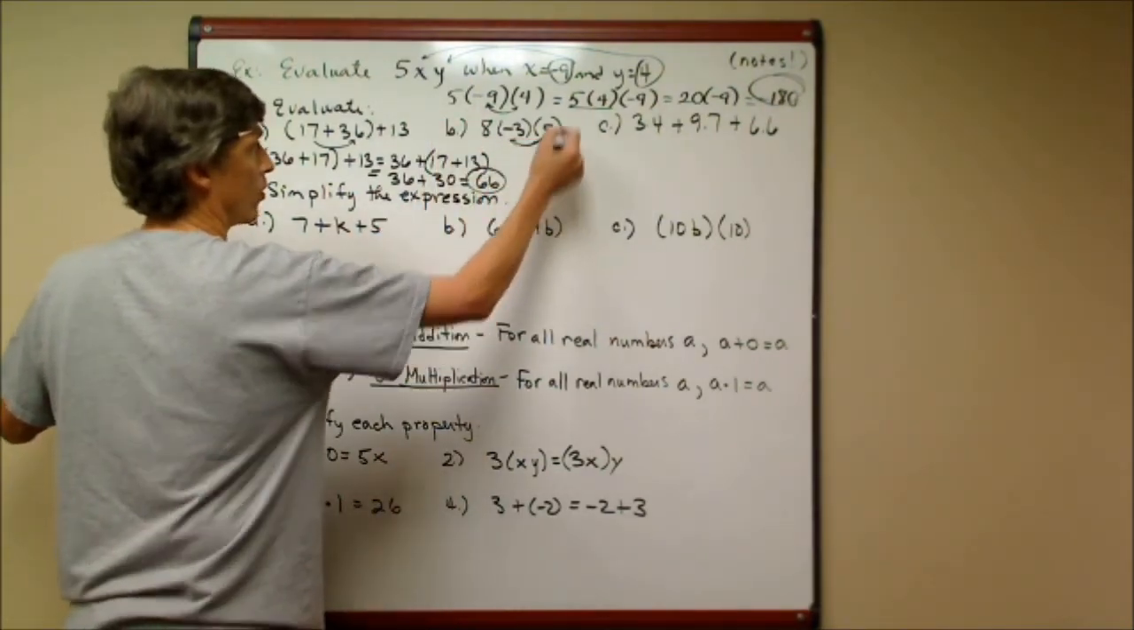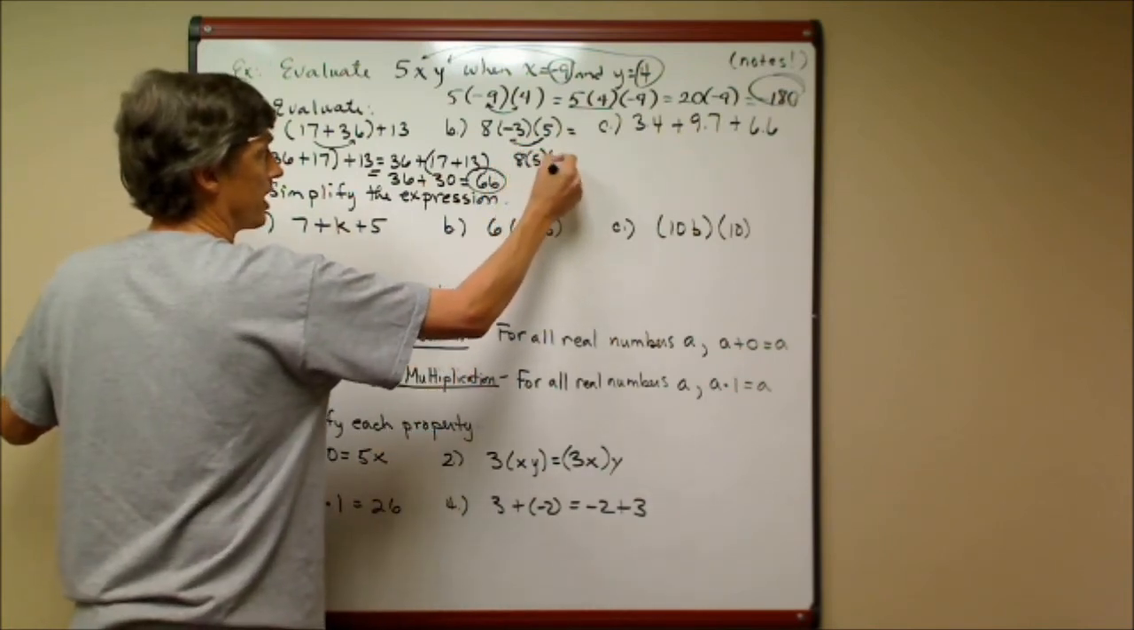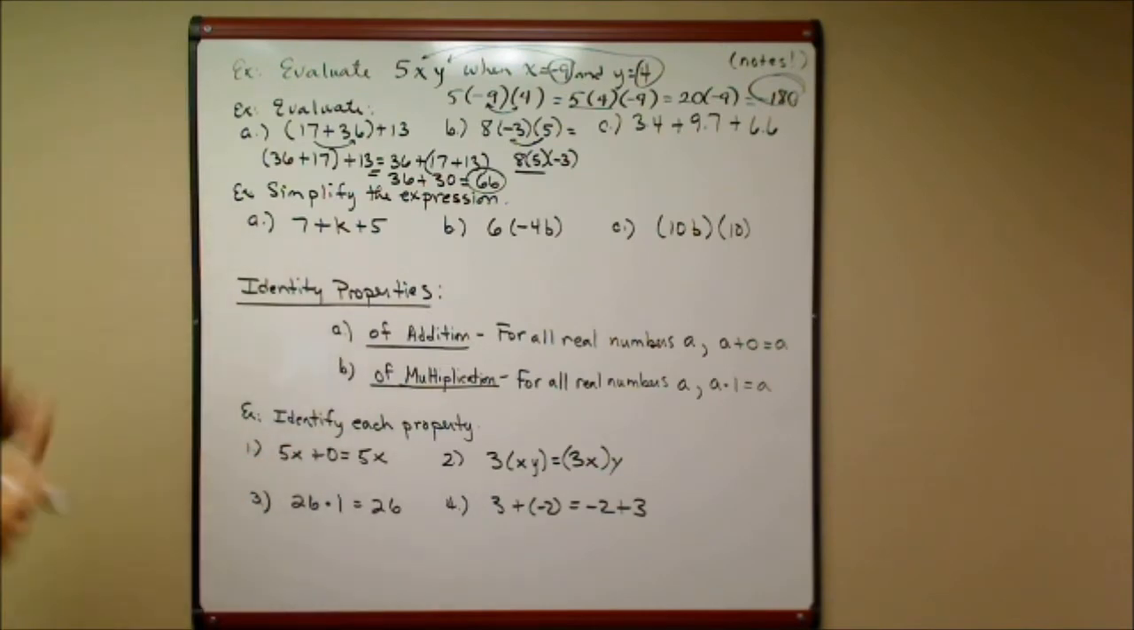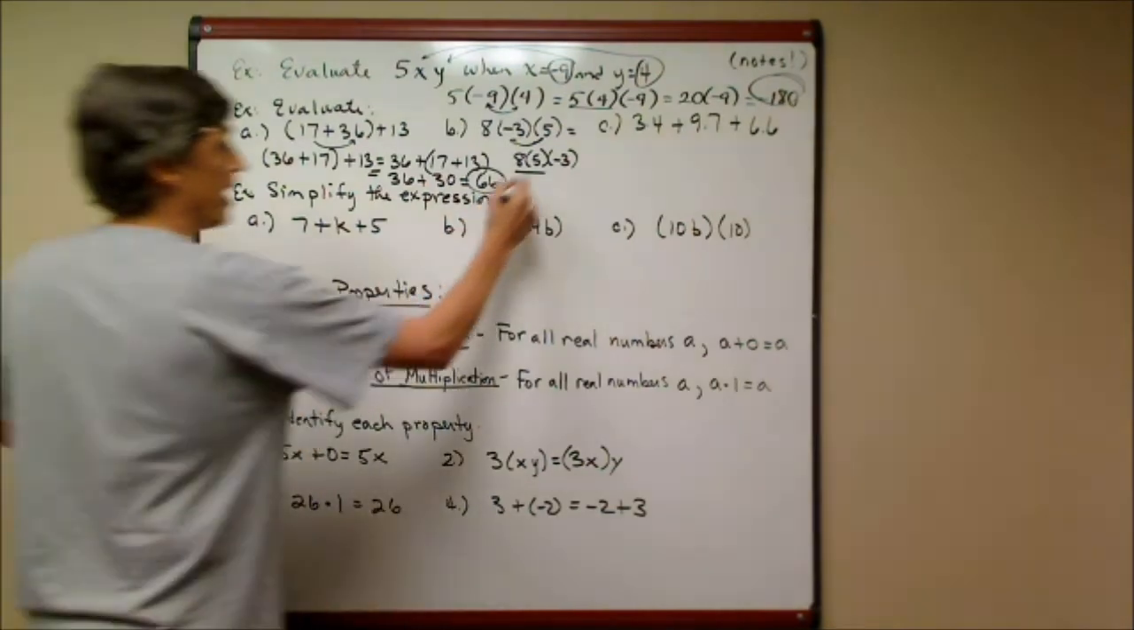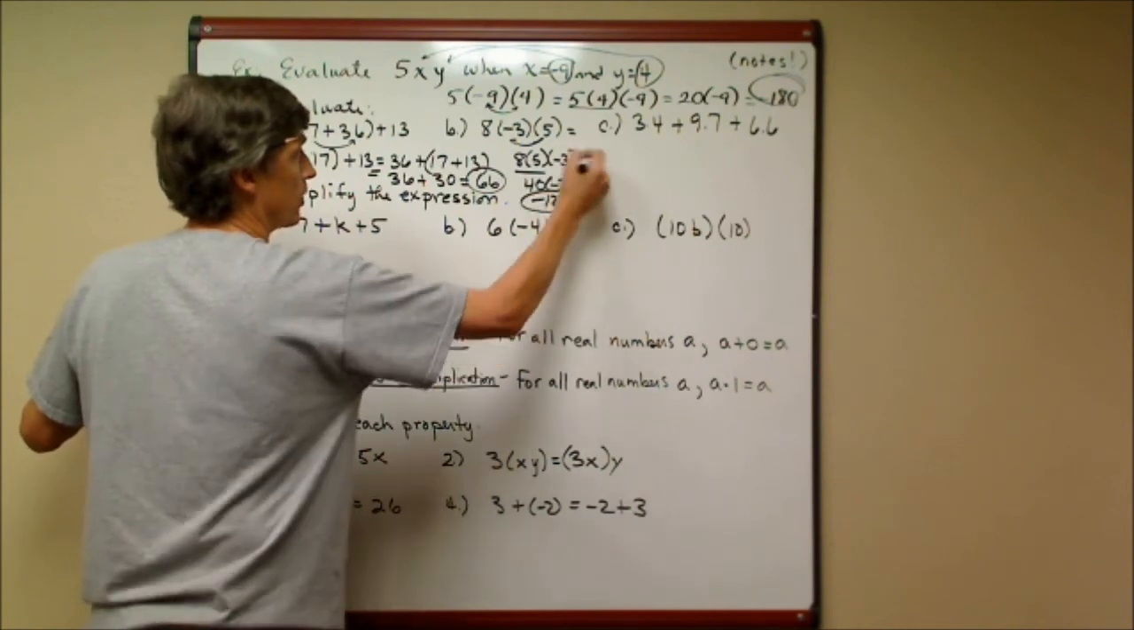I'm going to change the order here, use the commutative property. This is going to be 8 times 5 times negative 3, because 5 times 8 comes out to be a nice round number. That's 40. And 40 times -3, that's -120, and that's an easy one to get.